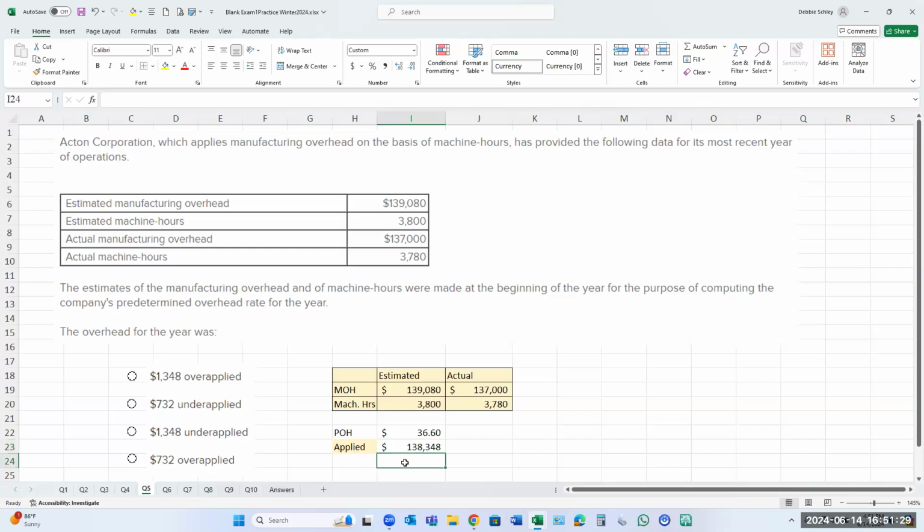So finding the difference. There's the difference between applied and actual. Applied is what I put in the books. It is more than or over actual. So it was over applied. When applied is more than actual, it is over applied. When applied is less than actual, it is under applied. So applied is more than or over actual, so it is over applied.